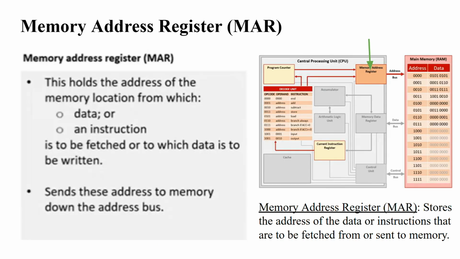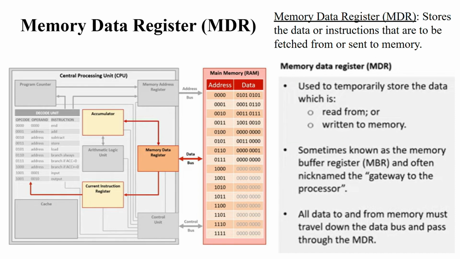The memory address register. This holds the address of the memory location from which data or an instruction is to be fetched or to which data is to be written. It is really important, and it's mostly used in the fetch part of the fetch decode execute cycle. Memory data register. It stores the data or instructions that are to be fetched from or sent to memory, as seen here in orange. It interacts directly with the data bus and RAM.